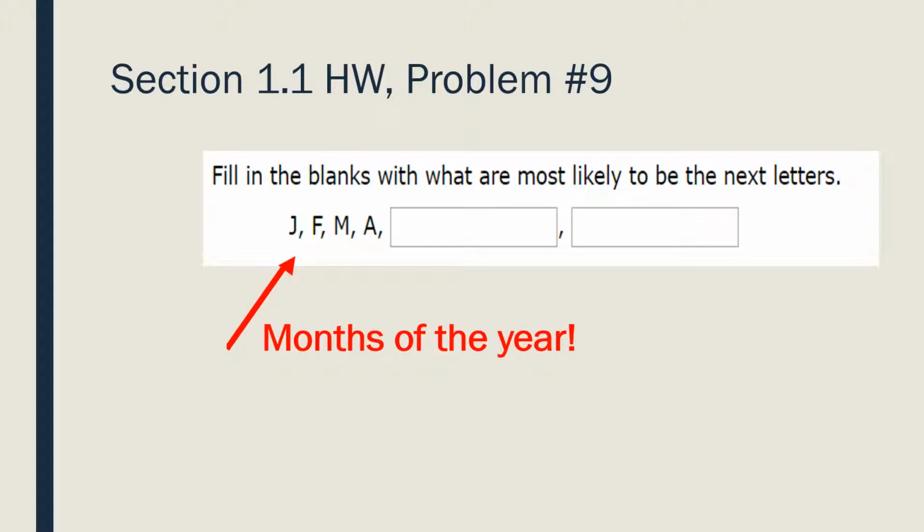This is the months of the year. So January, February, March, April. So given that information, our next two letters should be, January, February, March, April, May, June. So M and J. So once again, this is inductive reasoning. We're not guaranteed that this is the pattern that they were looking for, but it's most likely what the pattern was.